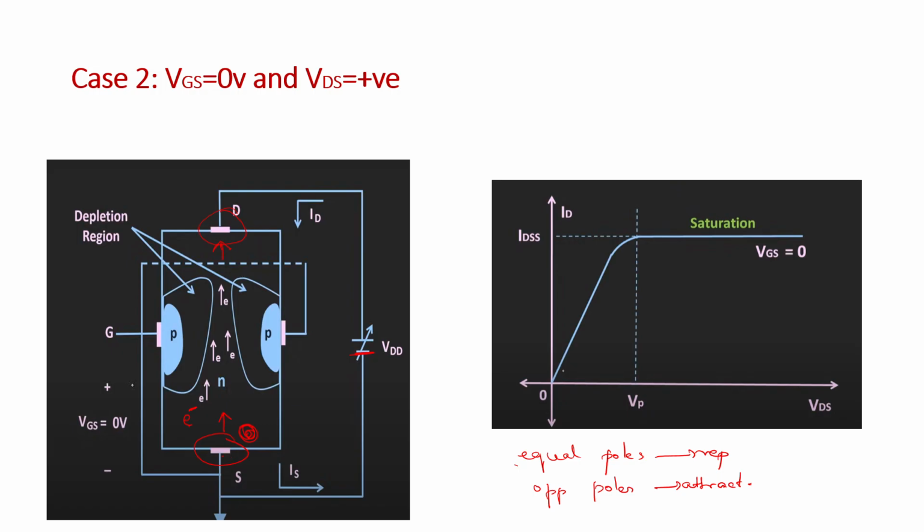And now we are going to discuss this case where VG is equal to 0 and VD is positive. VG is equal to 0 in the sense there is no battery connected across a gate and a source.